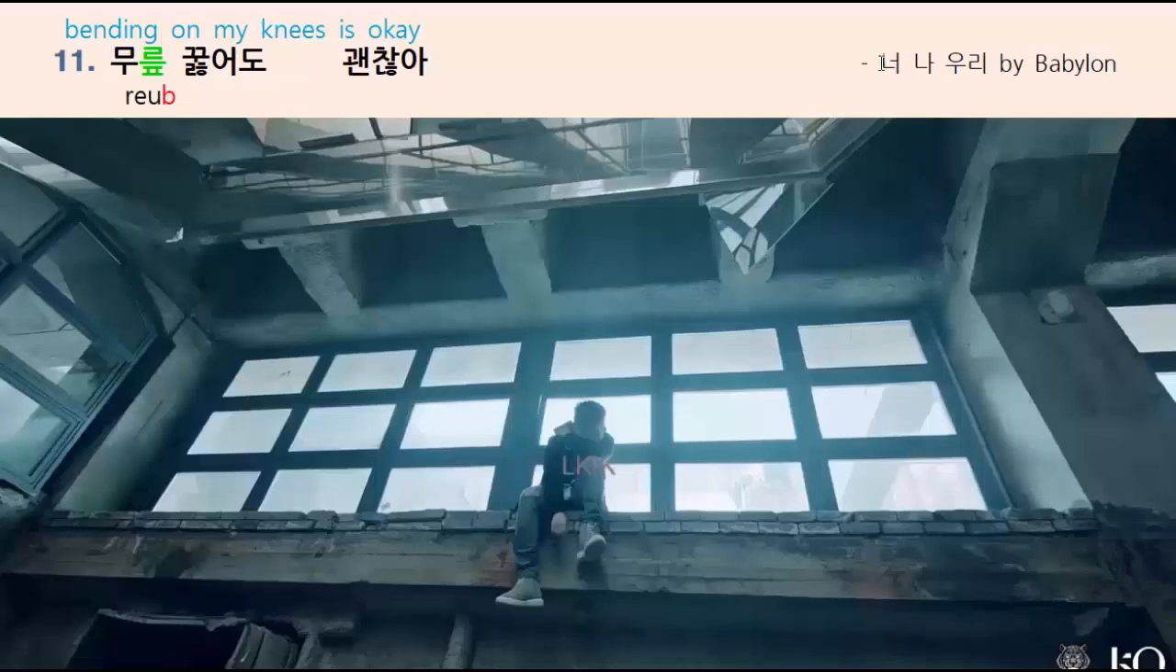Lyrics number 11 is from the song 너, 나, 우리 by Babylon.